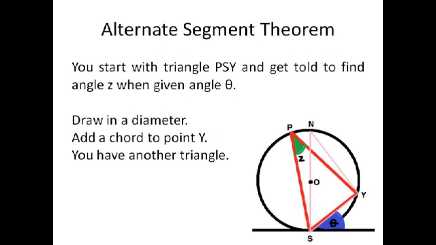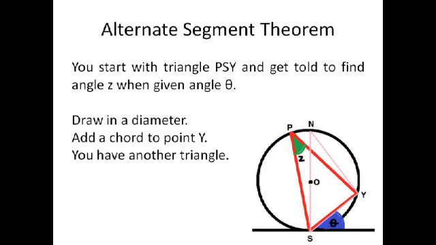You'll know it'll be alternate segment theorem because you'll have an annoying angle that is just in the middle of nowhere, and that's the blue one called theta, which is that random symbol. And you'll be told to find angle Z, which is the green one, when you've been given angle theta. And the triangle you'll start with is triangle PSY, who also happens to be a Korean rapper. But you've got to add another triangle in. So you add in triangle NSY.